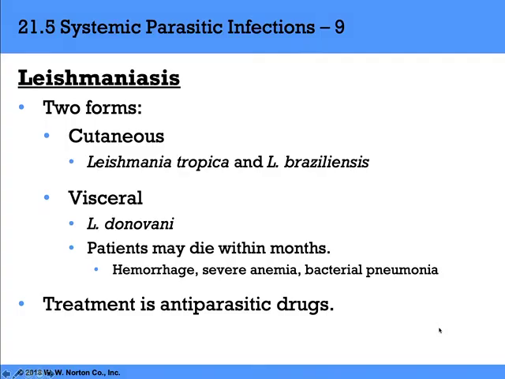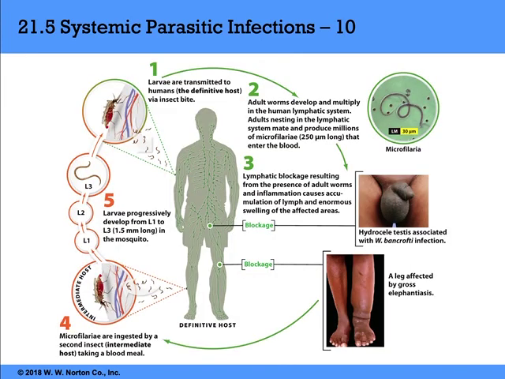Okay, leishmaniasis has both a cutaneous and a visceral form. Cutaneous form is caused by Leishmania tropica and Leishmania brasiliensis, while the visceral form is Leishmania donovani. Patients die usually within months due to hemorrhage, anemia, and bacterial pneumonia, and the treatment is antiparasitic drugs such as ivermectin. Okay? How do we transmit?